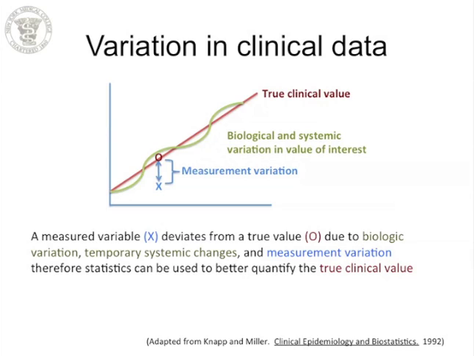The variability in the data is what makes it difficult to properly and precisely often measure true clinical variables, and so we use statistics to try to get an understanding of how close we are to that true value that we oftentimes don't know.